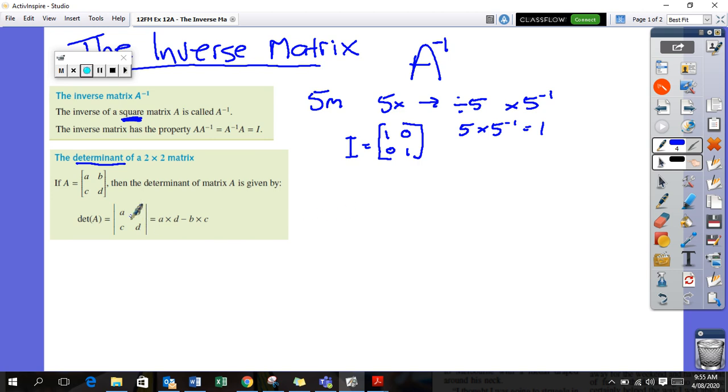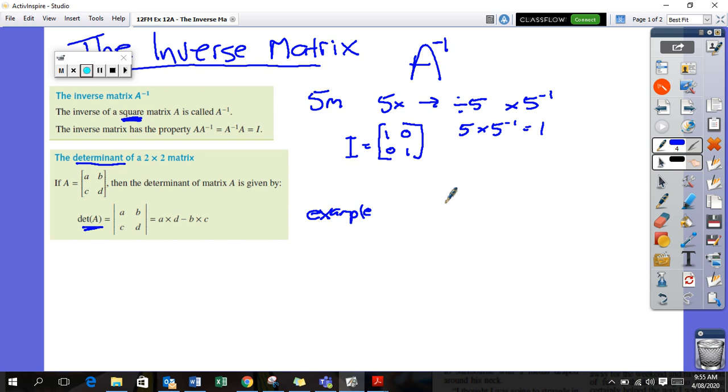What happens to work out the determinant? Now notice this is a matrix. It's got square brackets. This is the determinant. It's just got straight lines instead of square brackets. So the determinant of A, which we write as det A, is simply A times D minus B times C.